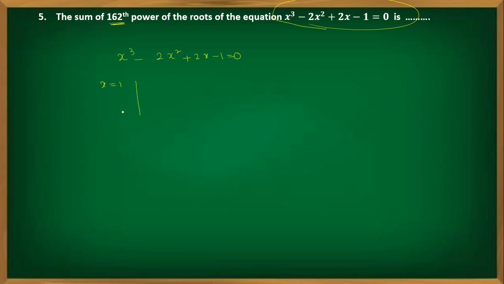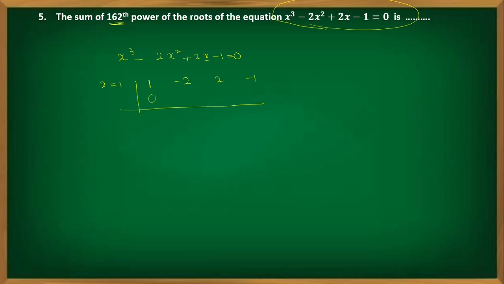If you use synthetic division, we can get the remaining 2 roots also. If I substitute x equal to 1 in this, you can verify it is obviously a root of this equation. Now for the remaining roots, how will you do the synthetic division? The x cube coefficient is 1, the x square coefficient is minus 2, the x coefficient is 2 and the constant is minus 1.